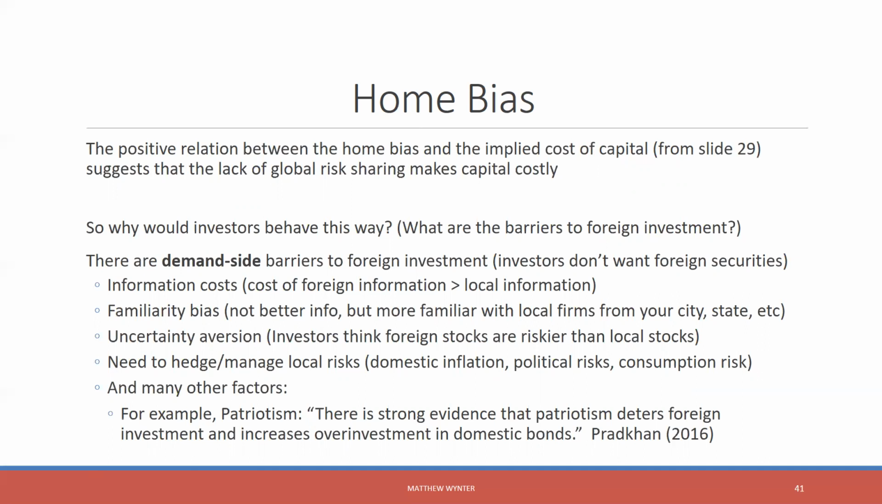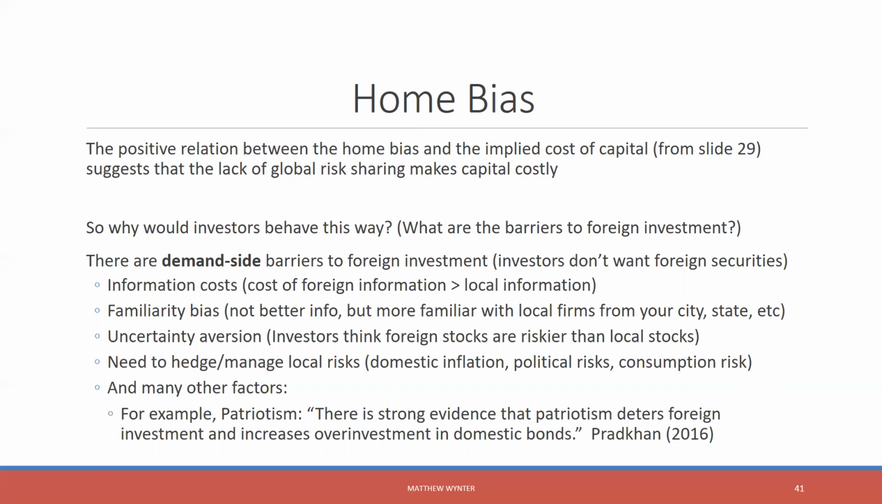Other explanations are that you might have to hedge and manage local risk. So domestic inflation, political risk, my consumption risk. I'll need a portfolio of assets that's exposed to these local risk factors. And I'm not going to get that same exposure with non-local assets to the same degree. So I end up holding a lot of local assets to hedge my local risk.